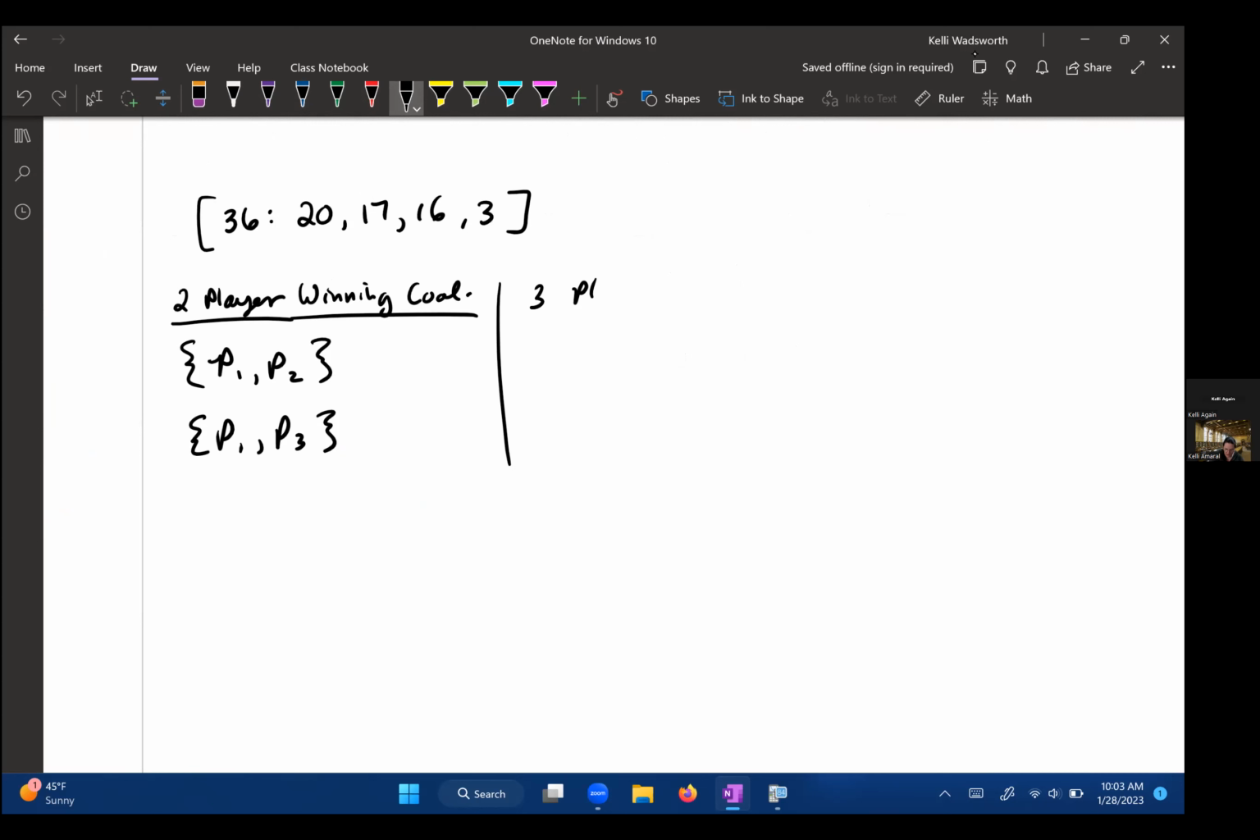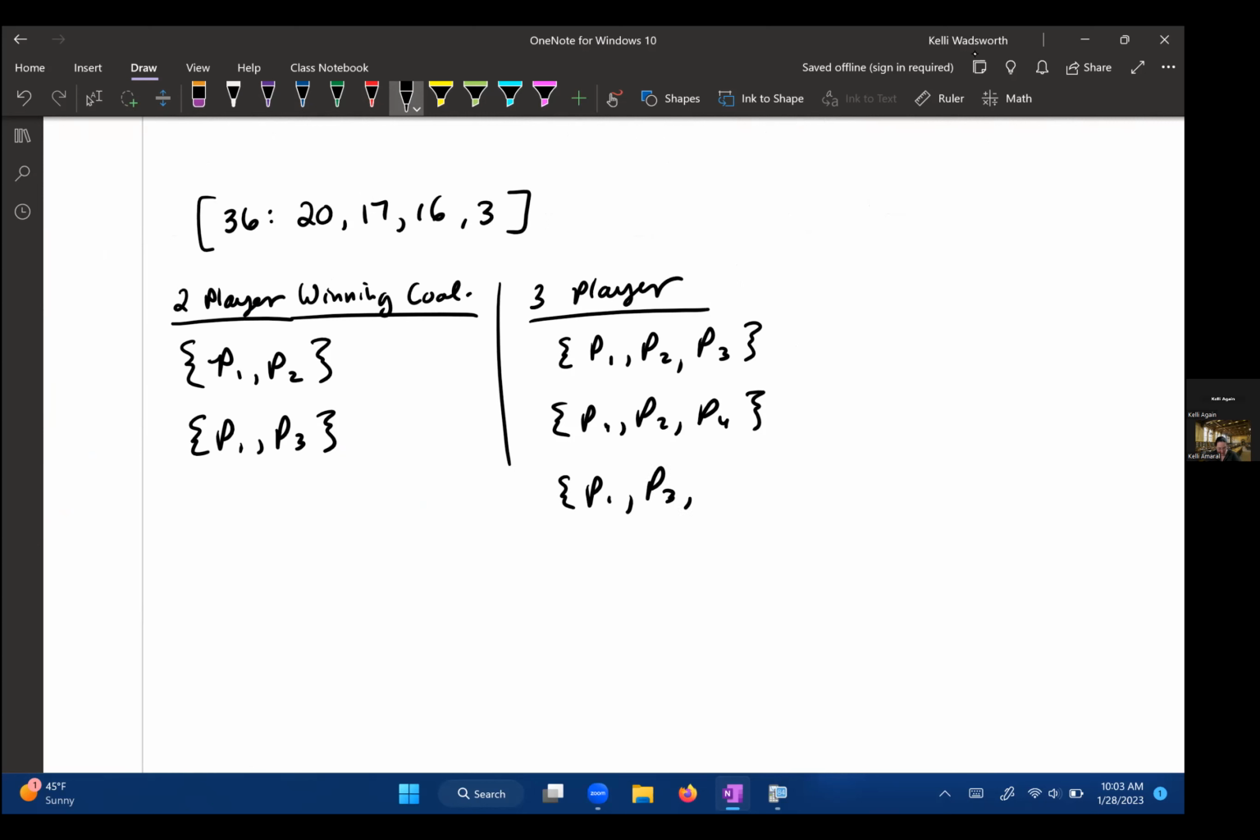What about 3-player? I'm going to be lazy and not write winning coalitions. So obviously, if player 1 and player 2 are winning together, then anything with those 2. So if we just add in player 3, there's one. Take player 1 and player 2 and add in player 4, and there's one. We already know that player 1 and 3 together make a winning coalition, so any other coalition with players 1 and 3 will also. So if we add in player 2, we've already done that here, so we don't have to do it again. So let's add in player 4.